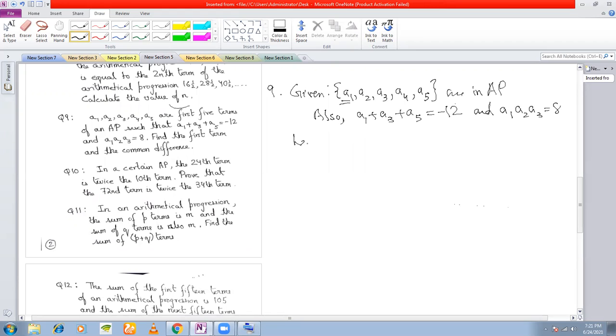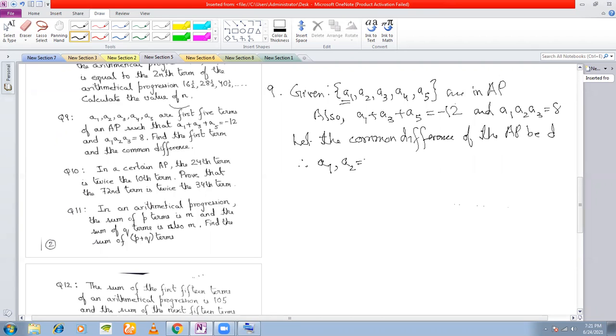So A1 is the first term of the AP. I start by saying let the common difference be D. Right? First term is already given. Let the common difference of the AP be D. Therefore, what should be the AP? A1.